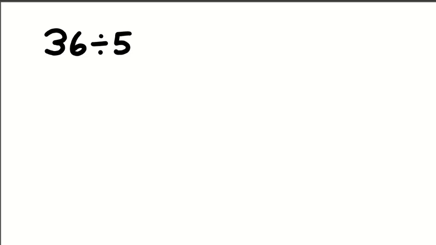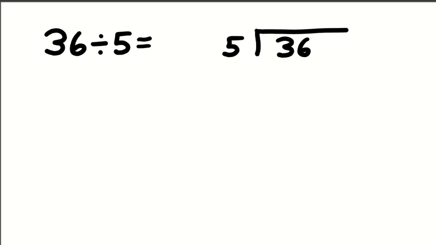Now, this may look difficult and might be hard for you to solve, so what you can do is you can also write it like this. This is a little bit more familiar. We have 36 divided by 5, and we can write 36 divided by 5 just like that. And then we can evaluate it by doing what we've always done.